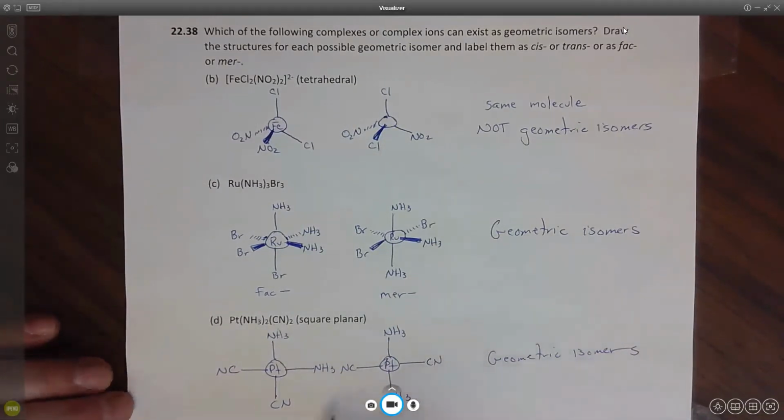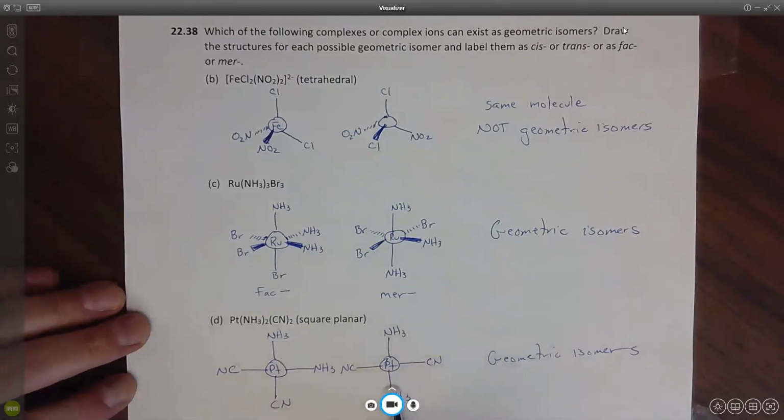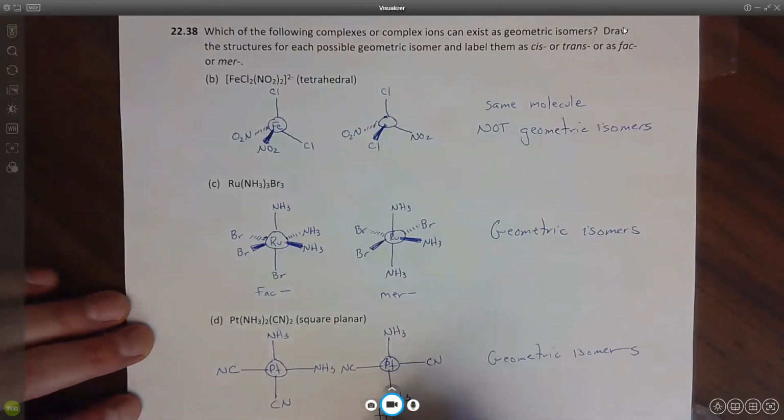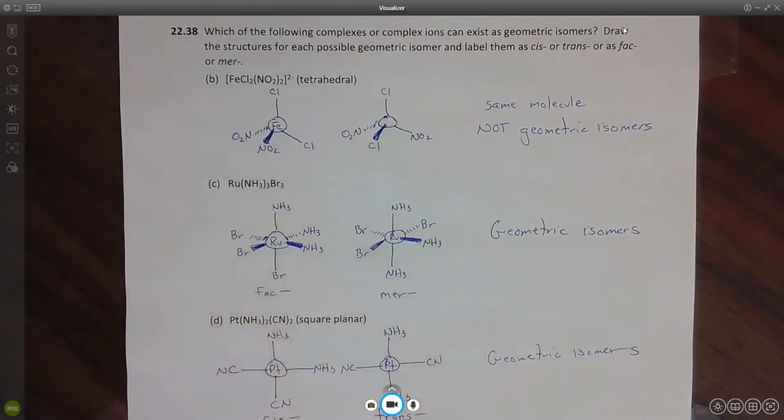Now, the trans is going to be opposite one another, and the cis is going to be on the same side. So we can see these are opposite one another. So we would call this the trans isomer, and then these are on the same side. So we're going to call this the cis isomer.